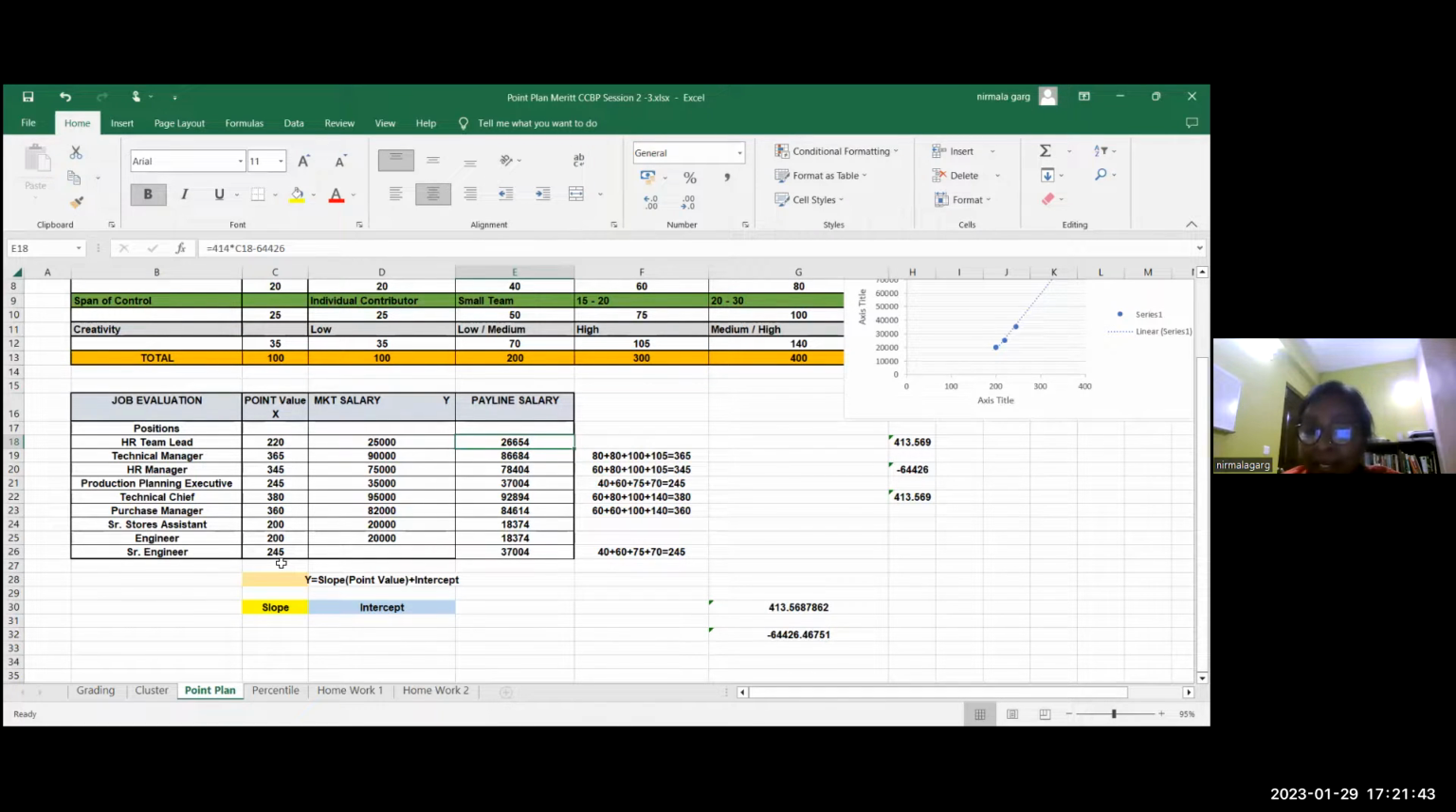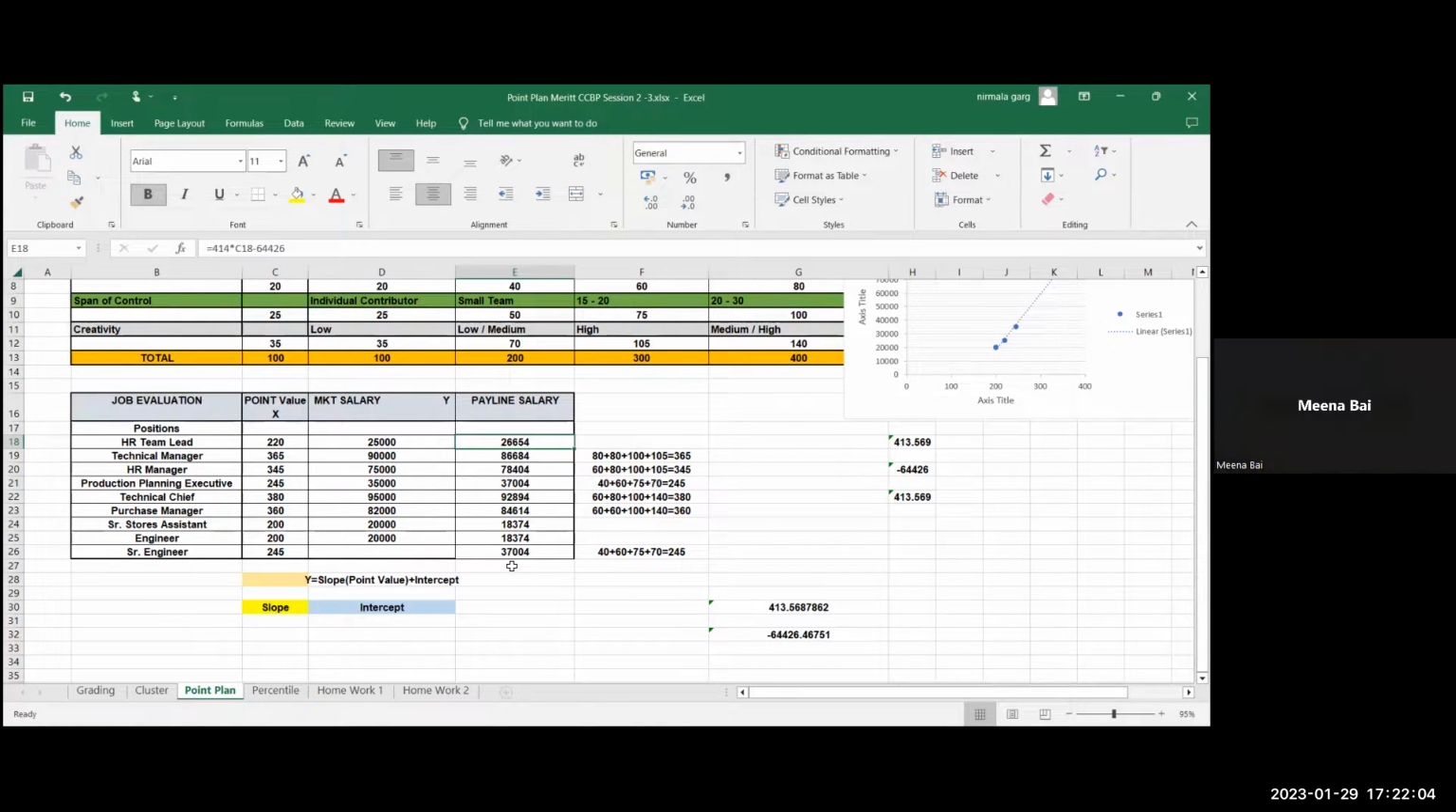Most of the consulting companies, what will they do? You only need slope value and intercept value, which you already have. And with slope value and intercept value, you can calculate the salary. That's how consulting companies do. Have you got it, guys? Have you understood now?